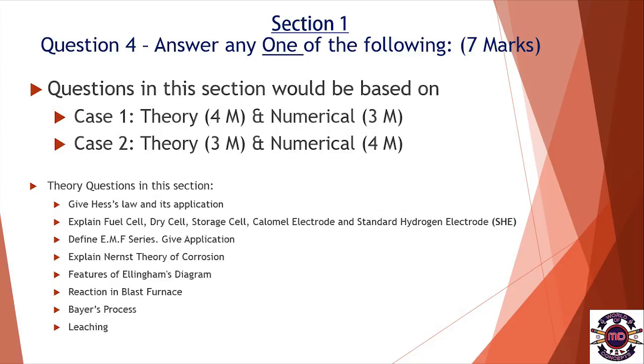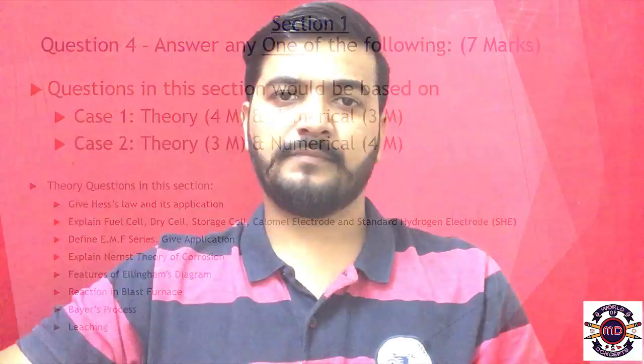Fifth, features of Ellingham's diagram. Sixth, reactions in the blast furnace. Seventh, Bayer's process. And eighth, leaching.